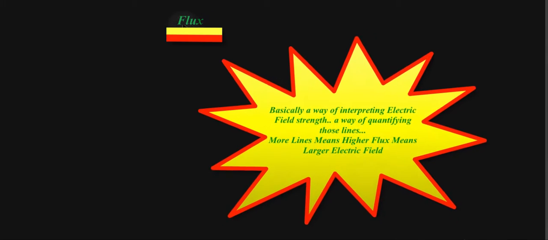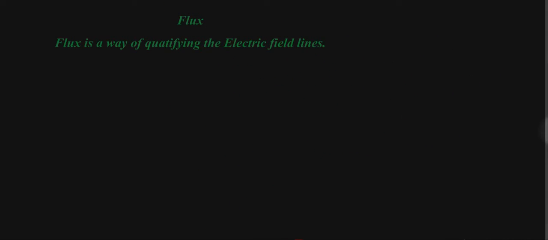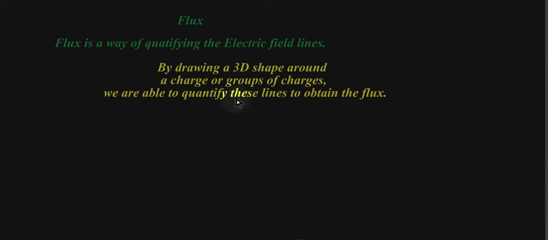Today we're going to be looking at the concept of flux. What is flux? Well, flux is a way of looking at our electric field lines and trying to quantify them and get an idea of what's going on so that we can maybe calculate electric field. So we're going to be using an imaginary Gaussian surface, which is going to be a 3D shape around whatever charge or groups of charges or even sheets or wires of charges that we have to obtain the flux.